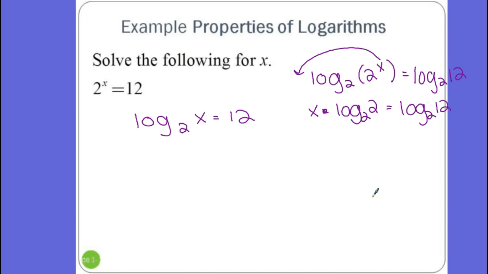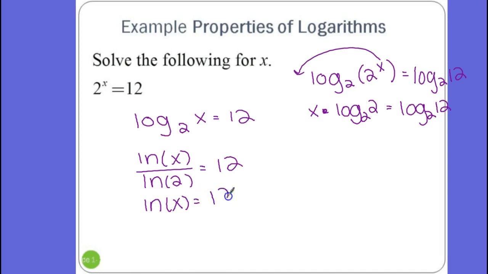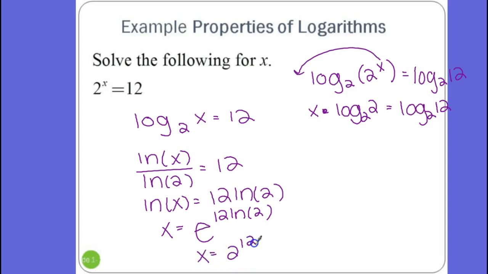If you do it this way, you then just change the base here. So you get natural log of x over natural log of 2 equals 12. Then natural log of x equals 12 natural log of 2. And then I just said x equals e to the 12 ln 2. I'm trying to think if your way still works, because then my 12 came up here as a power. The e and the ln cancel, and I get x equals 2 to the 12.